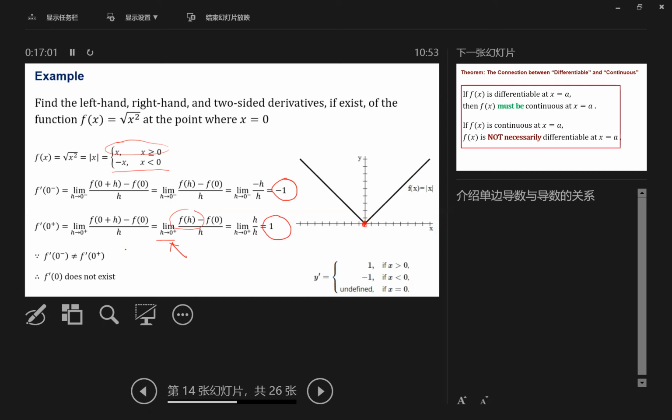And therefore, you can say at x equals 0, the left derivative does not equal the right derivative. Therefore, the derivative at x equals 0 does not exist. Therefore, we have the following expression for the derivative of this function. The derivative y prime equals 1 if x is greater than 0, negative 1 if x is less than 0, and undefined at x equals 0. You understand now? Okay. Any questions?